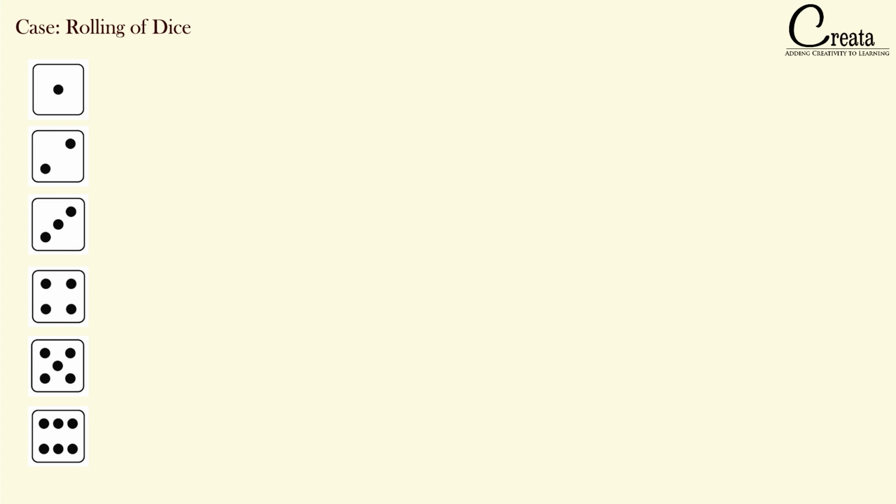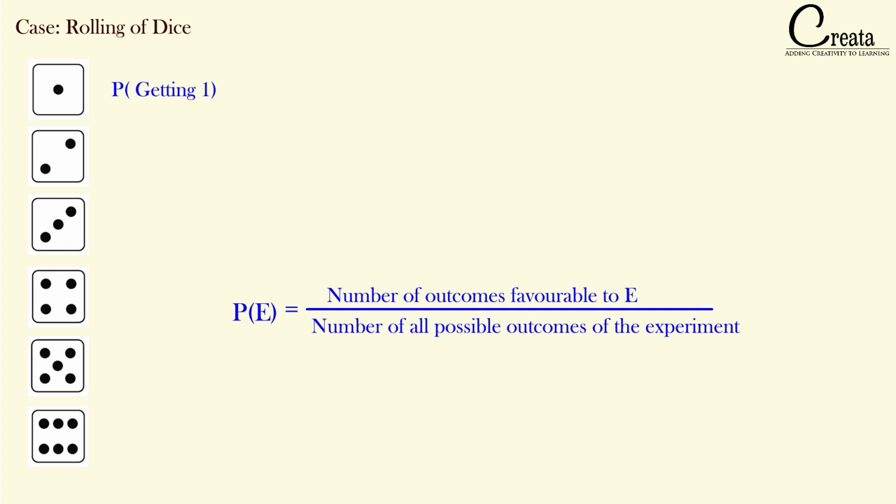Okay? Let's move to the case of rolling the dice. Here let's calculate the probability of getting 1 as an event in rolling the dice. Firstly, let's see what are the total number of all the possible outcomes of the experiment, that is the denominator, in rolling the die. Just take some time, pause the video and think over it. Okay, welcome back. The number of all the possible outcome of the experiment of rolling the die will be 6.